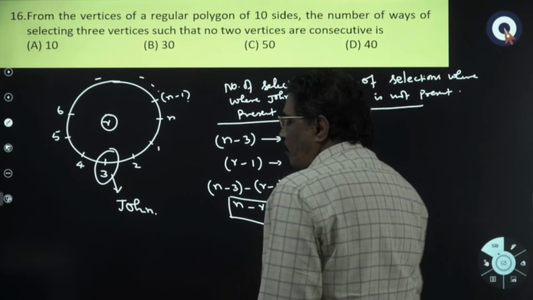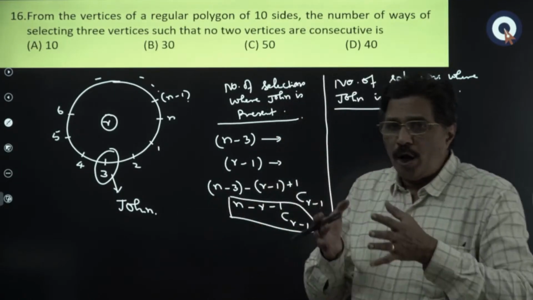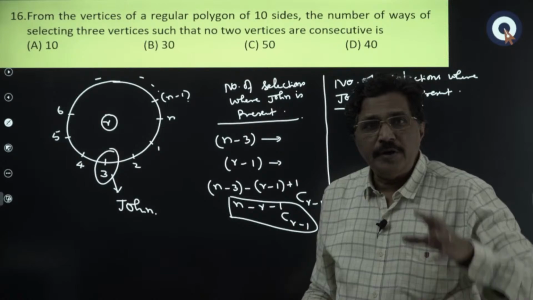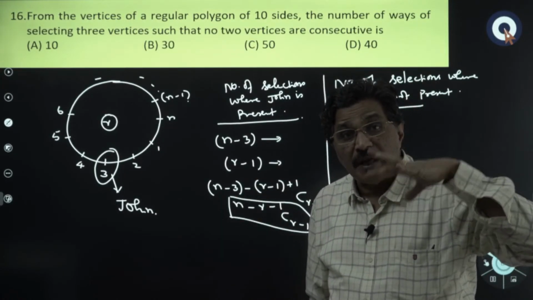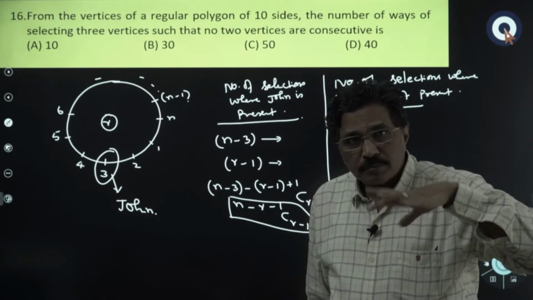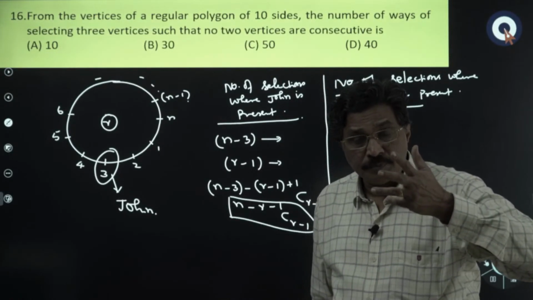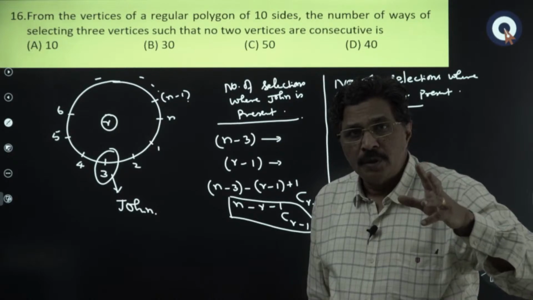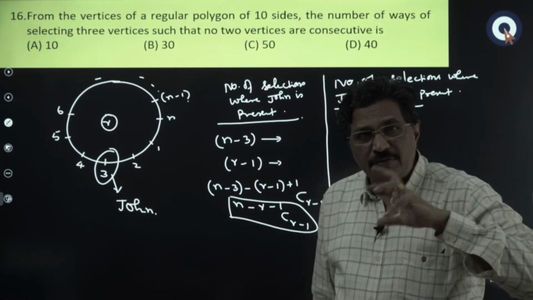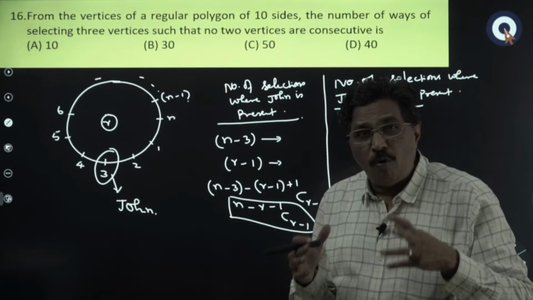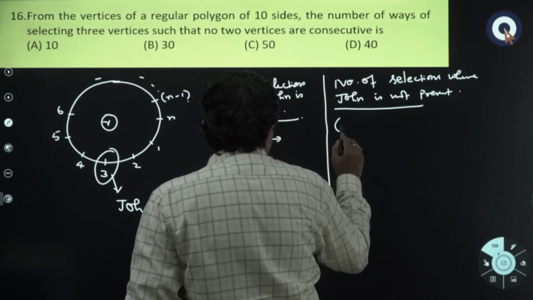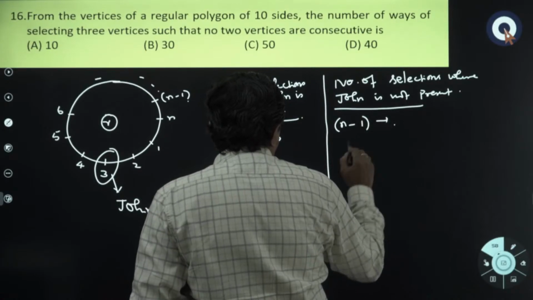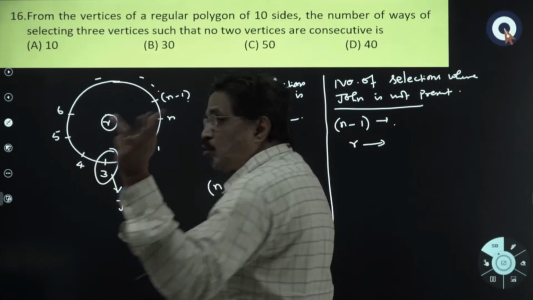So we don't want John now. Remove John and throw him out. Now when you have removed one person, we are left with n minus 1 people in the ring. The ring is broken basically. It's no longer circular. The remaining n minus 1 people are now placed as though linearly, of whom I have to select any r such that no 2 of them are consecutive.